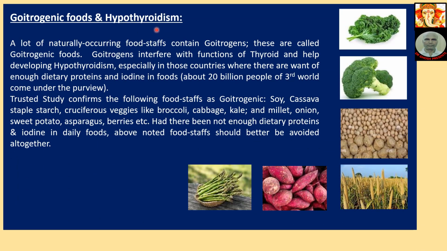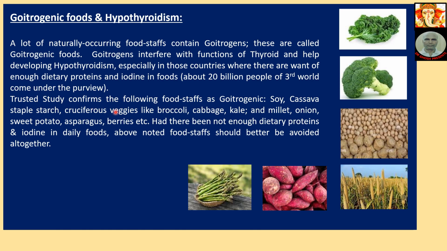Goitrogenic foods and hypothyroidism. That's a very important topic. It has come to light in modern studies that a lot of naturally occurring foodstuffs contain goitrogens. These are called goitrogenic foods. Goitrogens interfere with the function of the thyroid and help develop hypothyroidism, especially in those countries where there is a want of enough dietary protein and iodine in foods. About 20 billion people of the third world come under this purview. That is, in third world countries, about 20 billion people live with less dietary protein and less iodine in food.